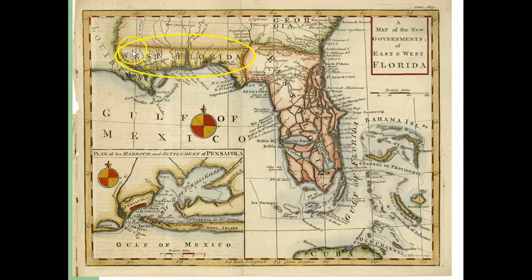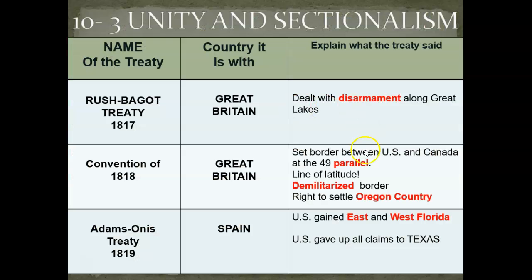So America had already taken parts of it earlier from the Spanish as we kind of moved in, and that was a contested area. But now officially Spain gives us West Florida and East Florida. And they give it to us with the understanding that America gives up claims to Texas.